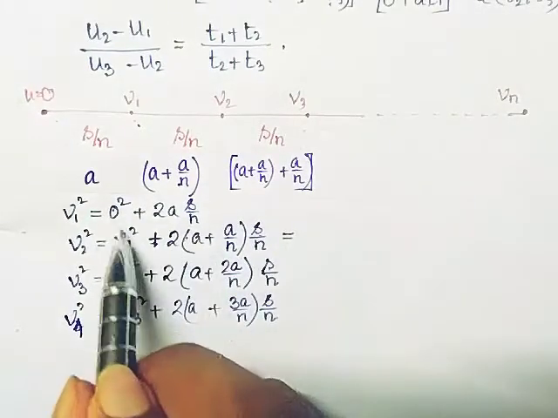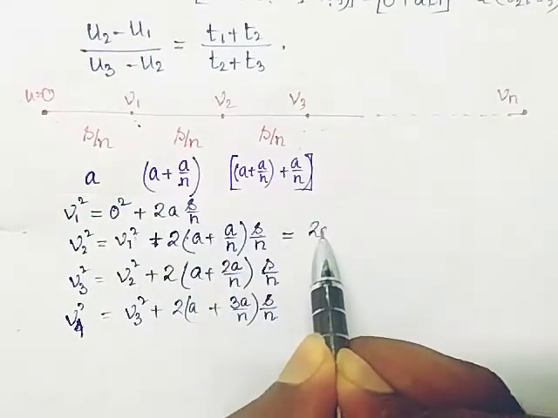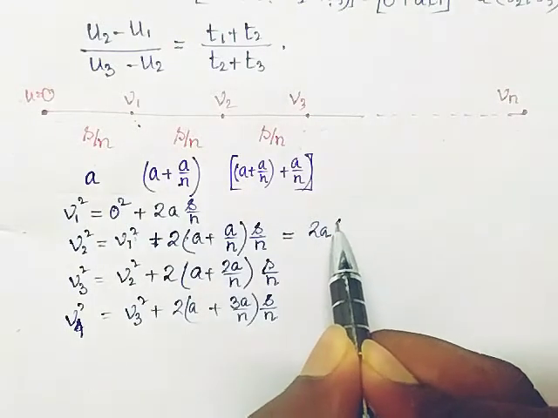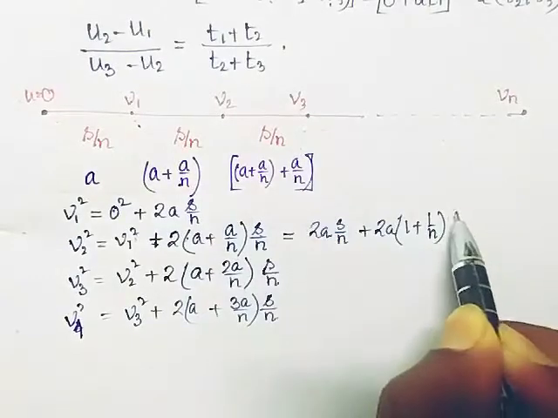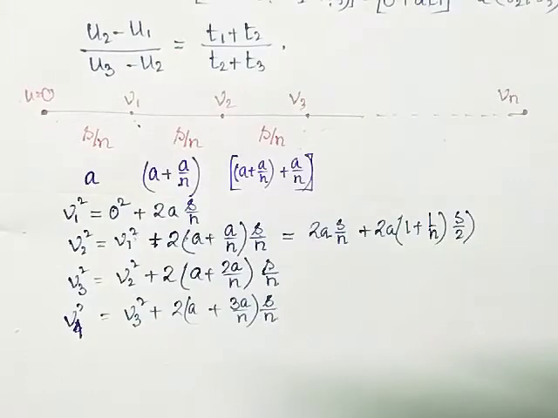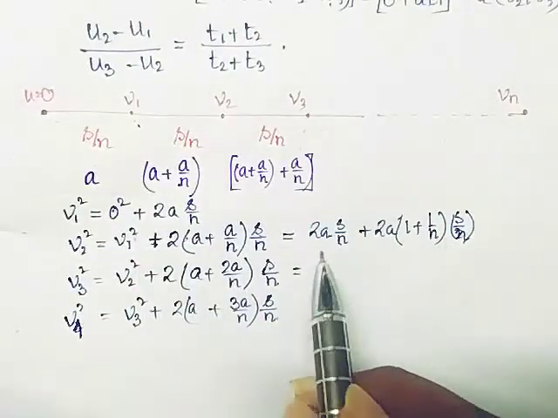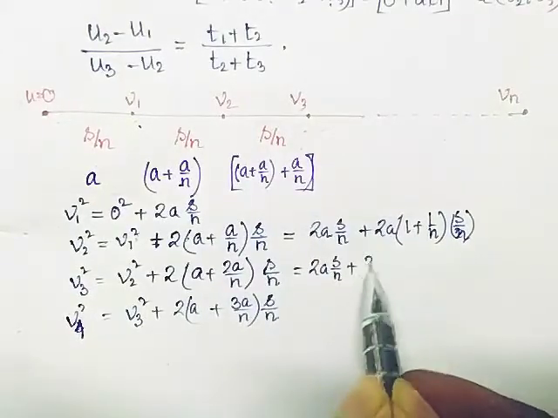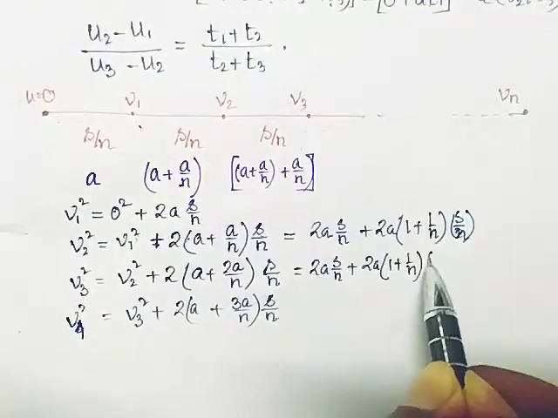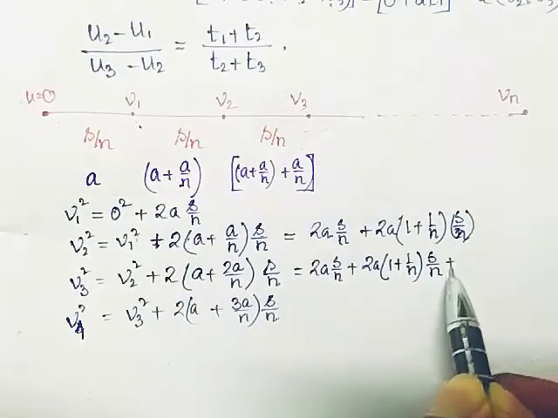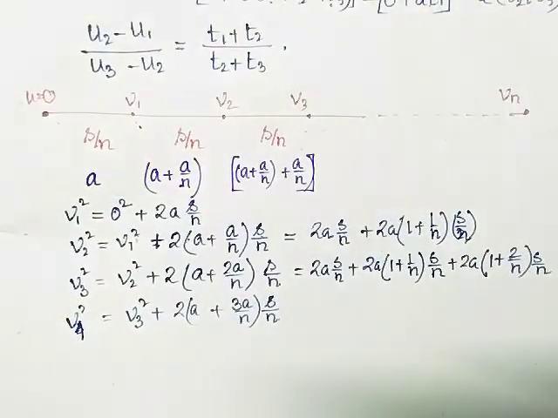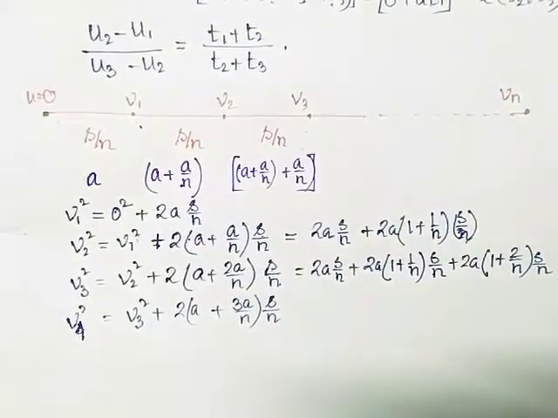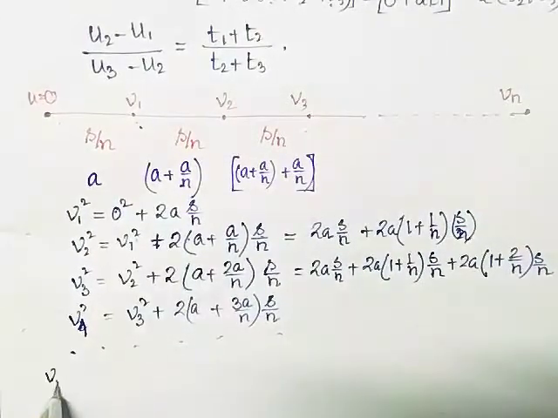So this is the thing. If I substitute this v1 square from this expression here, then it will be 2a into s by n plus 2a into 1 plus 1 by n into s by n. After that, from here it will be 2a s by n plus 2a into 1 plus 1 by n into s by n. Now if I add this here, then it will be 2a into 1 plus 2 by n into s by n. So this way it will increase. If we continuously do this, after some time we will get vn square.